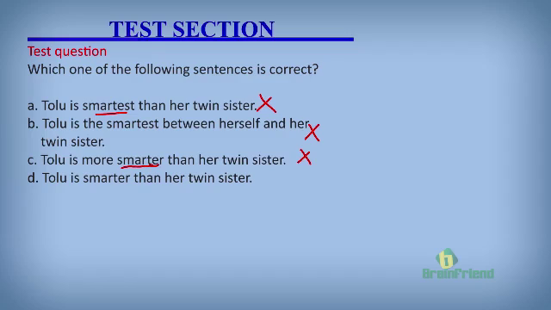Tolu is smarter than her twin sister. Is that correct? Yes, the correct answer is D. Tolu is smarter than her twin sister. That is the correct way to say it. Now, sometimes you get to hear people say things like, Tolu is more smarter than her twin sister. Of course, they mean the same thing, and if someone says that to you, you might understand, but that is the wrong grammatical form. To say it very, very correctly, you have to apply the principles.